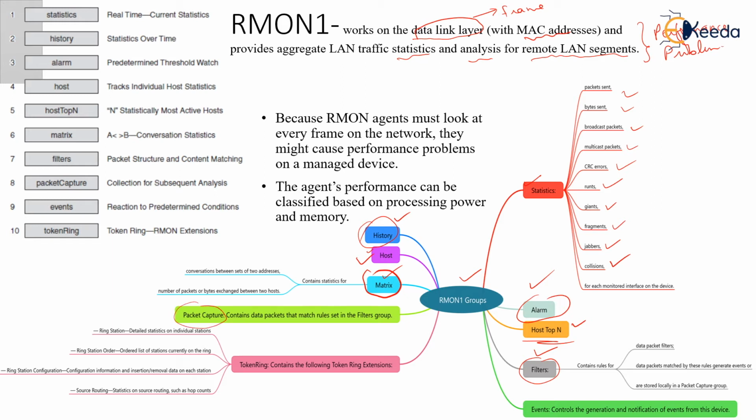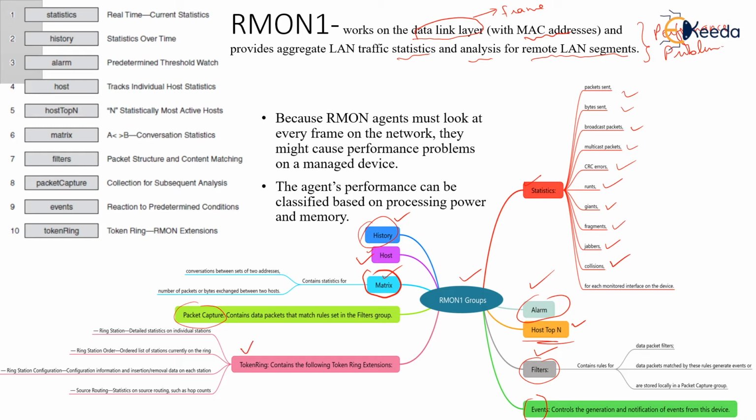Now come to packet capture. Packet capture contains data packets that match rules set in the filter group. Next is events. It controls the generation and notification of events from this device. Then token ring.